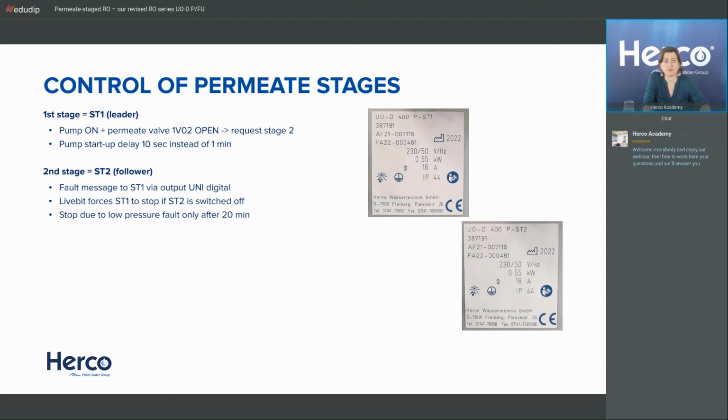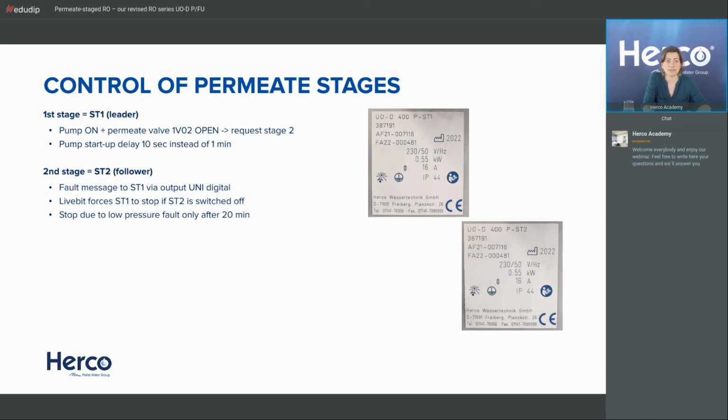Now, how do these work together? The first stage is the leader. So when we switch on the first stage and the pump is on, plus the permeate valve is open, stage 2 gets the request, remember it's connected via a cable, to start up as well. In order to make this easier, we have changed the settings slightly. So the first stage comes with slightly different settings. The pump startup delay is only 10 seconds instead of 1 minute, so you don't need to wait for so long. The second stage can start up quicker.